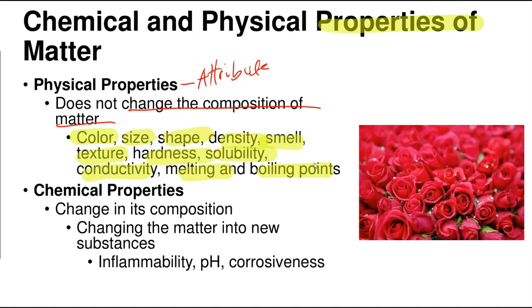On the other hand, the chemical attributes, or chemical properties, will lead to a change in the composition of matter. It makes matter change from one matter to another, into an entirely new substance. For example, if something is highly inflammable, inflammability is a chemical attribute of matter that can easily burn. Others are pH, which involves acid and base reaction, which is neutralization, and corrosiveness. When iron corrodes, how much it corrodes is an indication of a chemical property.